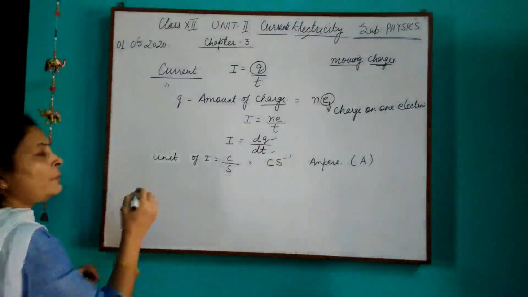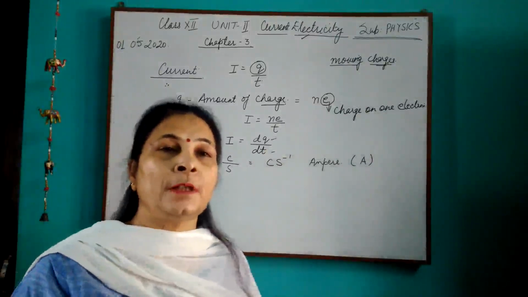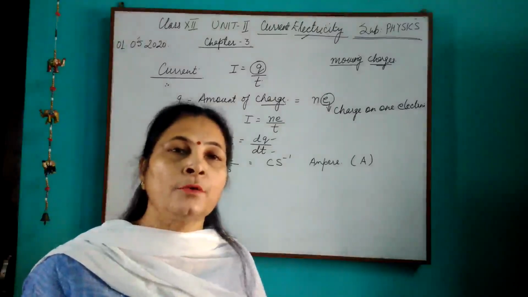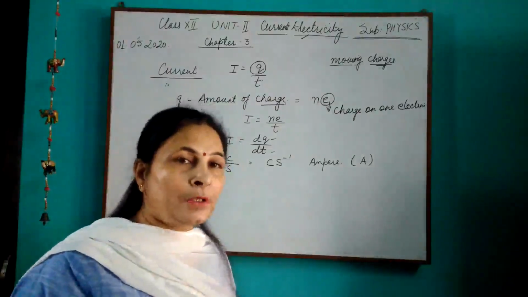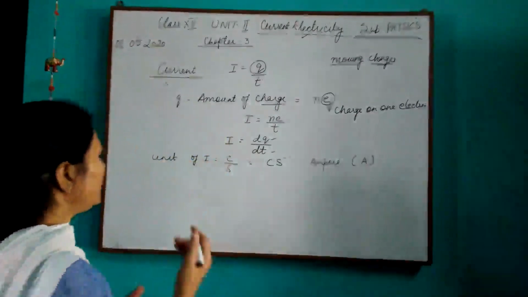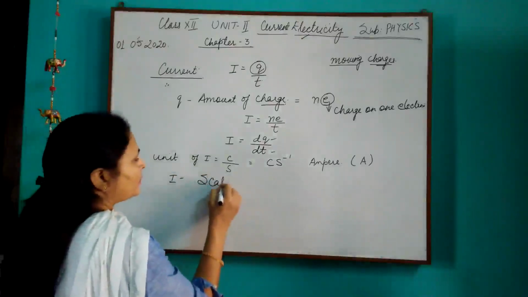Now, we always say that current has a direction. Current flows from the positive terminal to the negative terminal. Electrons flow from the negative terminal to the positive terminal. This we have done in class 10th also. But current is a scalar quantity.